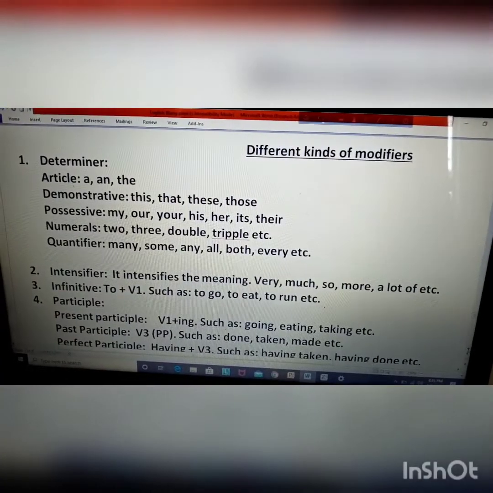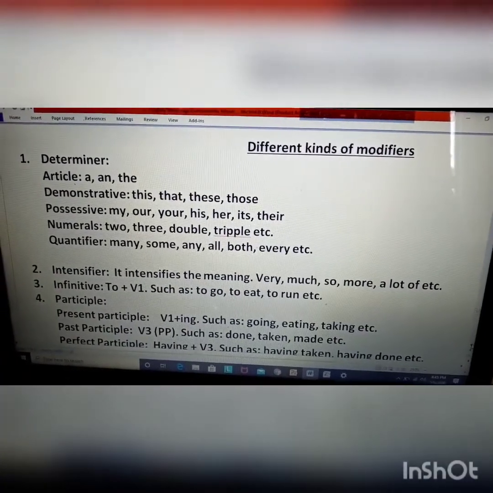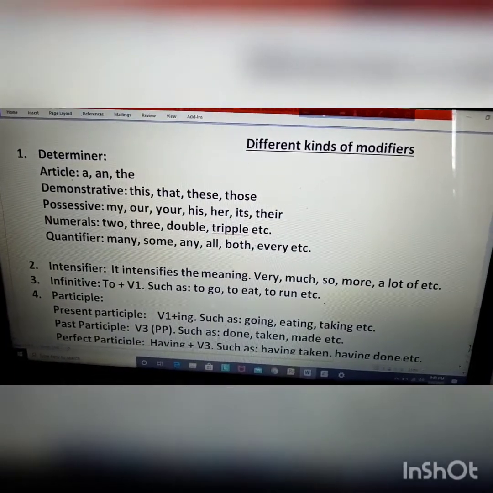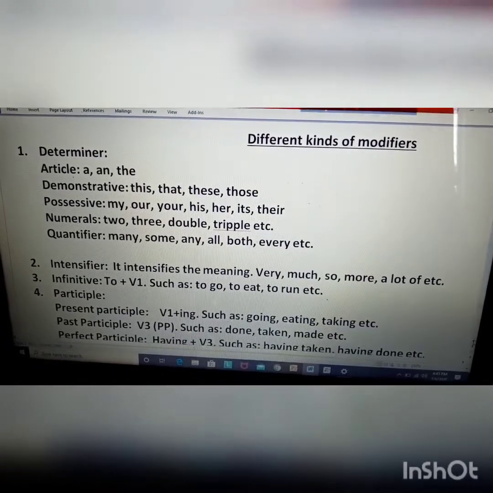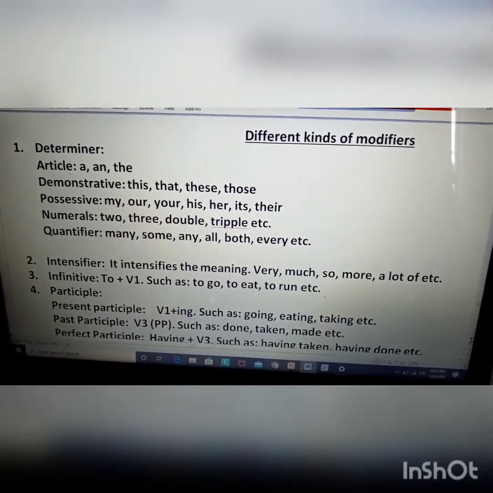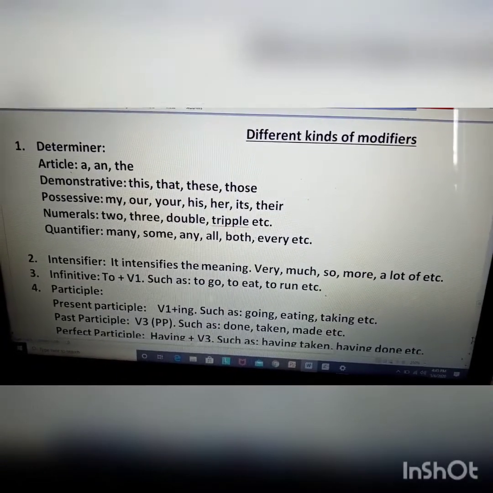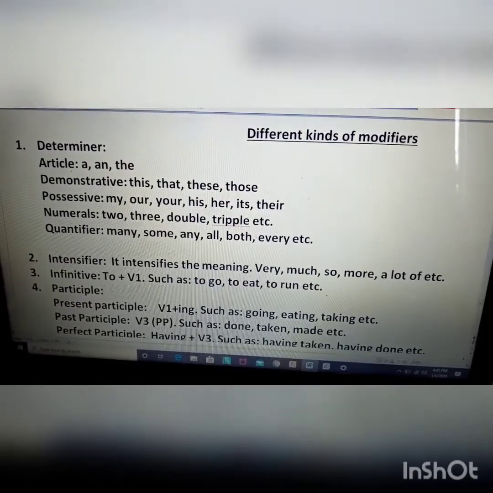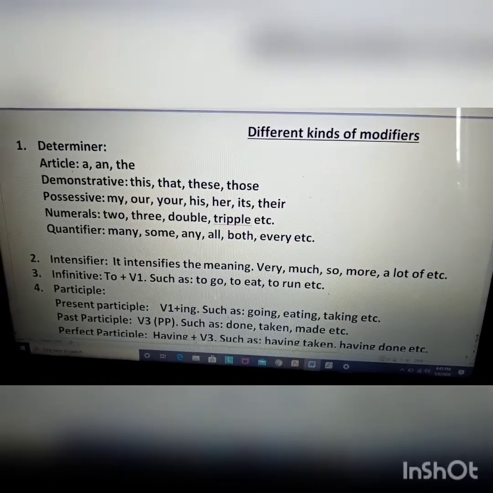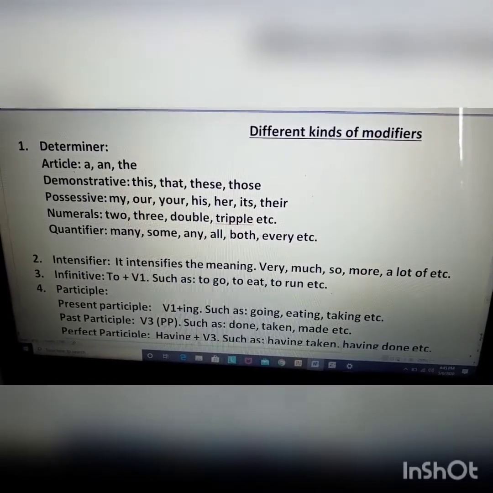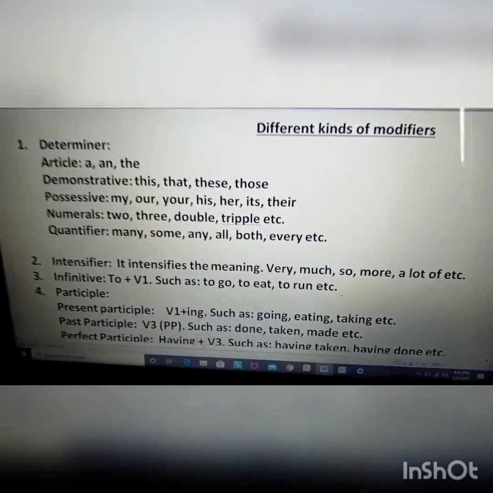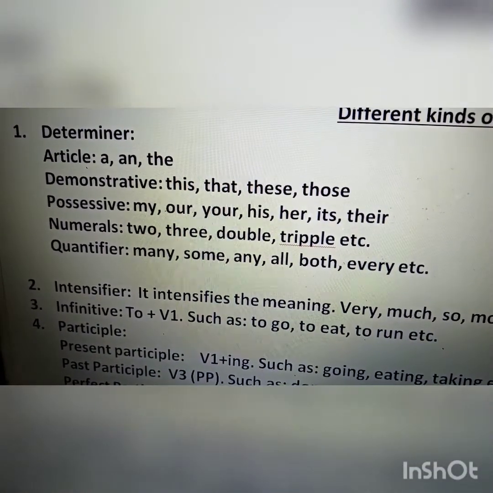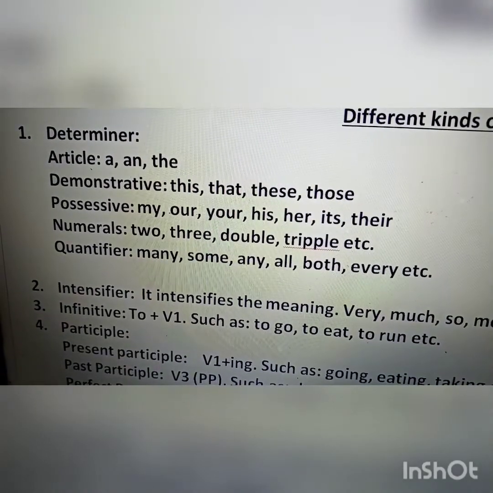We know that an adjective and an adverb are used as modifiers, but different types of topics are also used as modifiers. Among them, determiners, intensifiers, infinitives, and participles are remarkable. Now we will discuss all the topics one by one. Number 1, determiner. If we talk about determiners, especially it indicates a, an, and the.